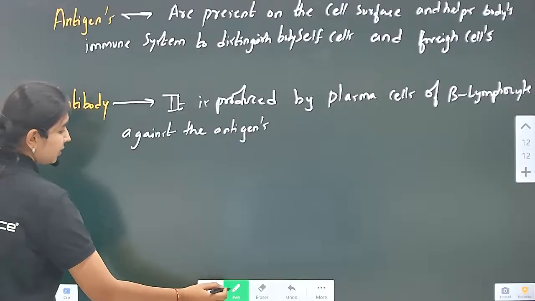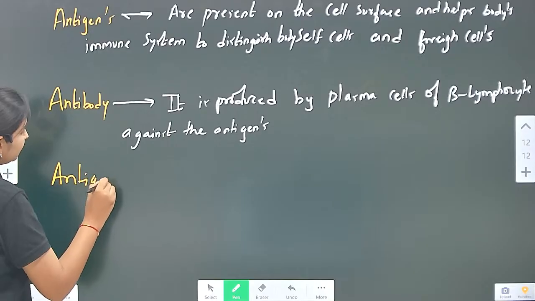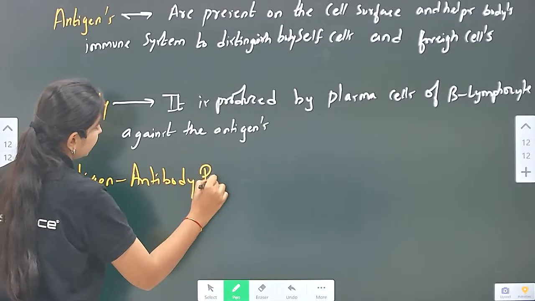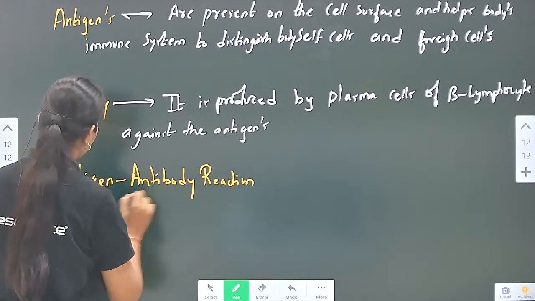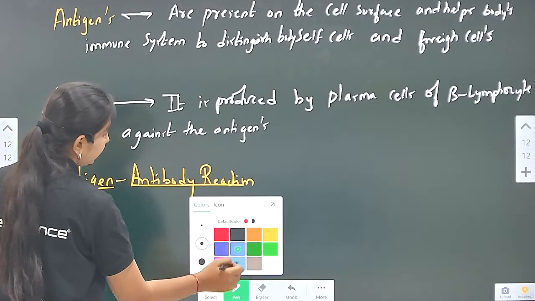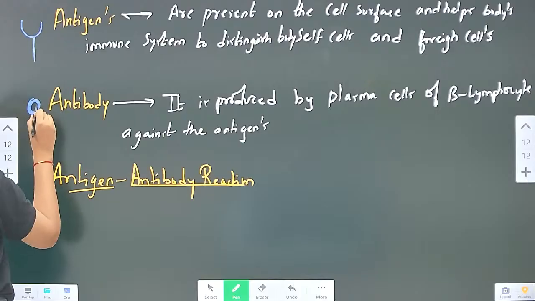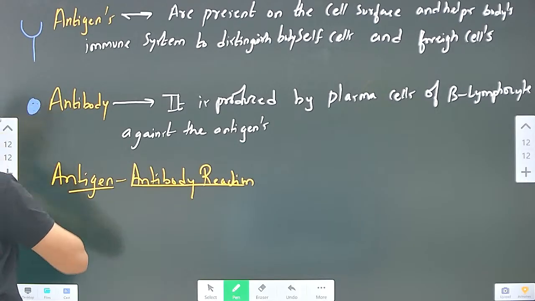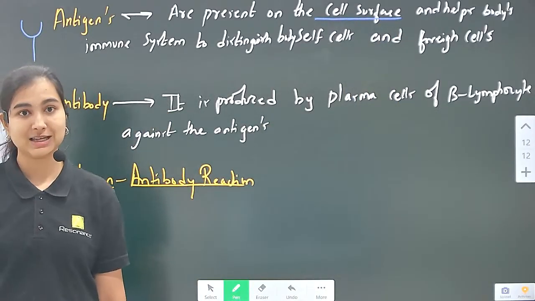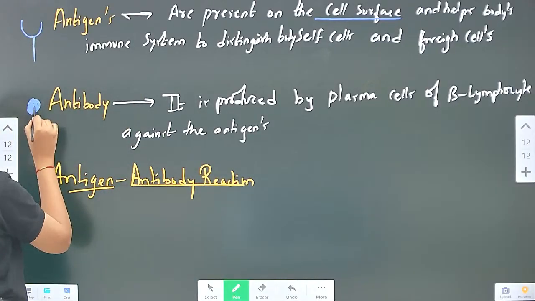Now what happens during the antigen antibody reaction? What happens when an antigen comes in contact with the antibody? For example, this is the antigen and this is an antibody. Where exactly are they present? Antigens are present on the cell surface. I am telling you repeatedly that antigens are present on the cell surface. Now these are the antibodies.